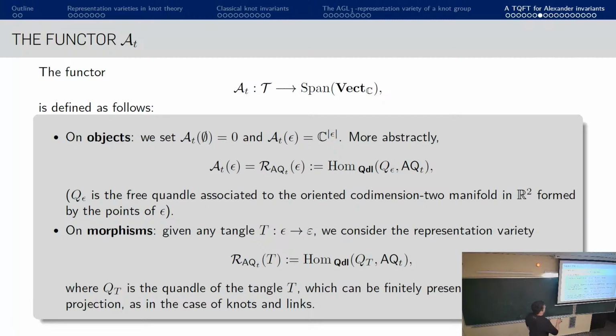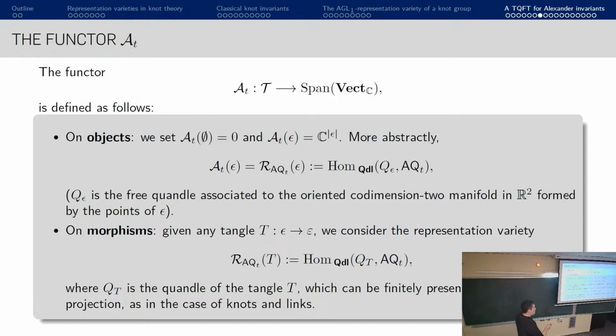The image of the empty set is going to be the zero vector space, and then the image of a set of points is going to be C raised to the number of points that you've got as the source of your tangle. So on objects, collections of points, it's C raised to the cardinal of the number of points that you've got.